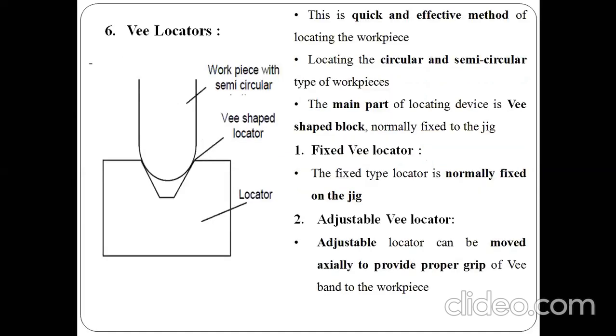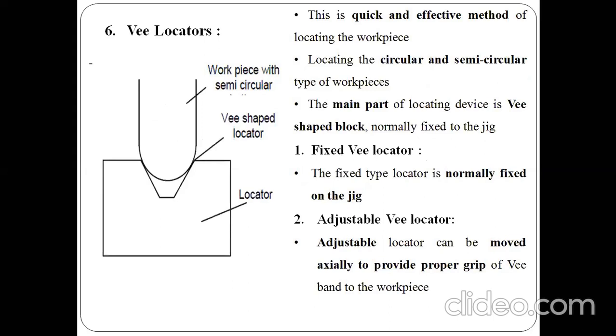Now the next one, the V type of locator. I think all of you have an idea about V blocks. It looks like your V block. We use the V locator to locate this kind of shape over the fixture. This is a quick and effective method of locating the workpiece. Circular and semicircular components can be located with the help of the V locator, and the main part of this locator is a V-shaped block.